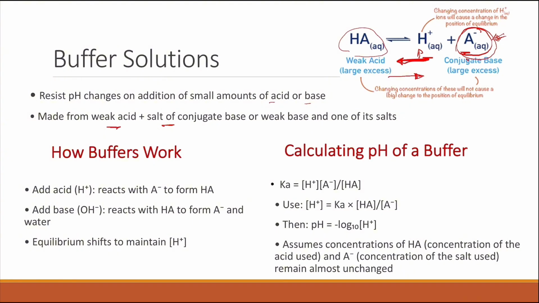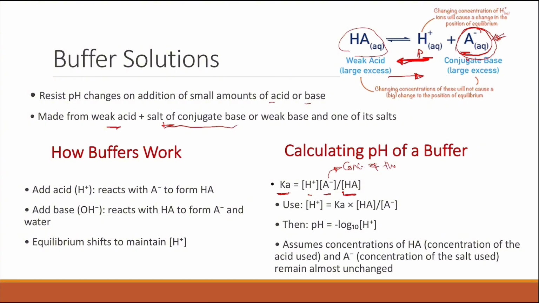So how can we calculate the pH of the buffer? Again, we're going to use the Ka value, or the dissociation constant for the acid. So Ka equals the hydrogen ion concentration times the anion concentration, divided by the acid concentration. In this case, the anion concentration will be the concentration of the salt that we added, or the conjugate base that we added. So if we are using ethanoic acid with sodium ethanoate, it's going to be the concentration of the ethanoate.